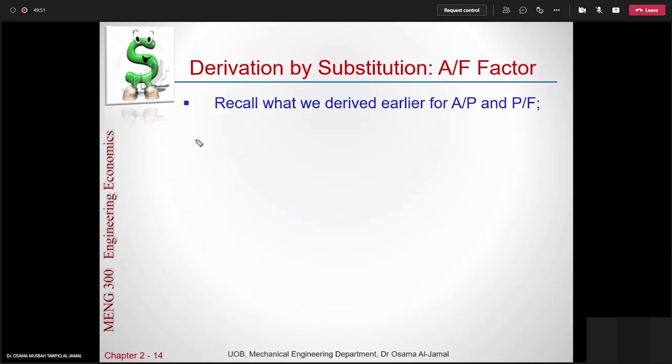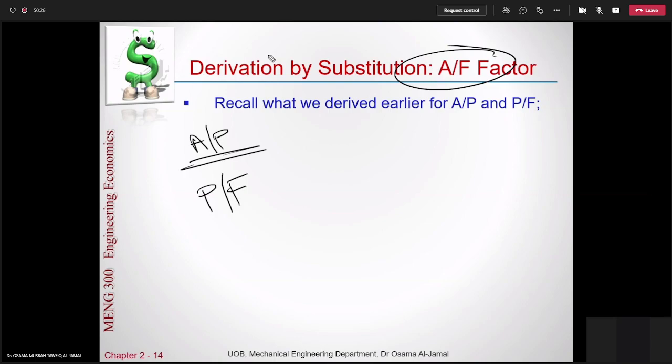Maybe some of you will depend only on the formulas. It will come in the test and they will say, okay, you give us the A given P formula to find A, the annuity for a given P, and the formula, for example, P given F. What we need here is A given F. What are we supposed to do?